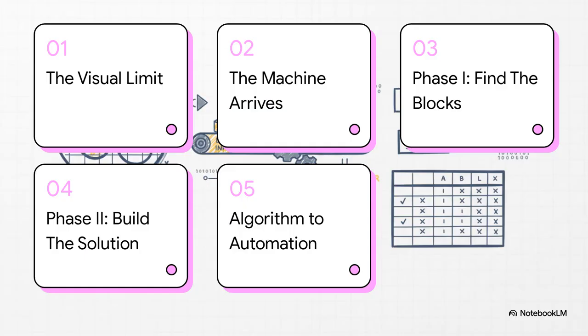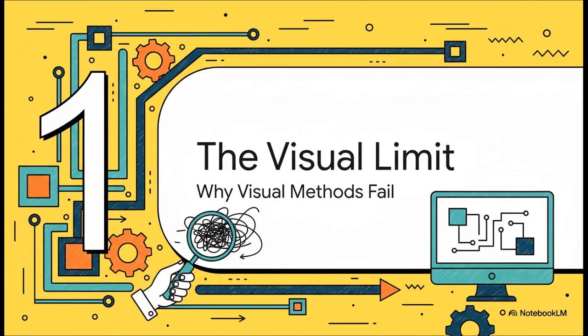So, here's our game plan. We'll start by seeing exactly where these visual methods hit a wall. Then, we'll bring in the Quine-McCluskey algorithm and break it down into its two main phases. First, finding all the essential logic pieces, and then picking the best ones to build the most efficient solution. And finally, we'll see how this whole process has a massive impact on the tech we all use. Okay, first up, the visual limit.